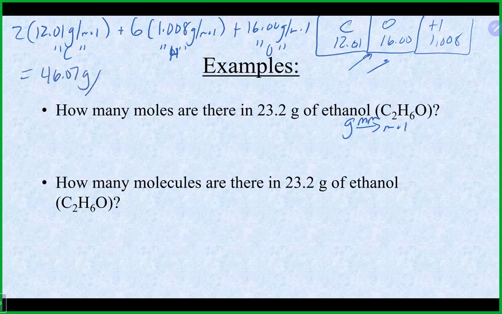And again, the units here are grams per mole. Again, the number stays with the grams part, and it's always per 1 mole. So when you're calculating the molar mass of something, it is always per 1 mole.